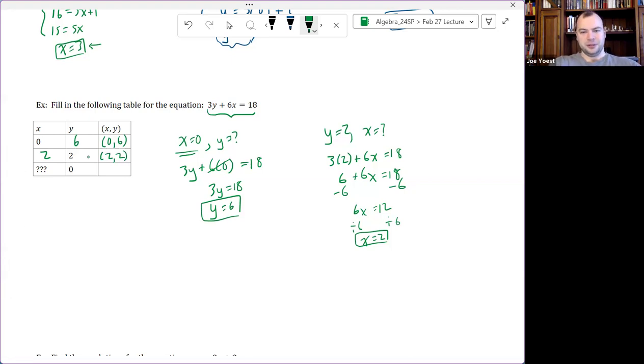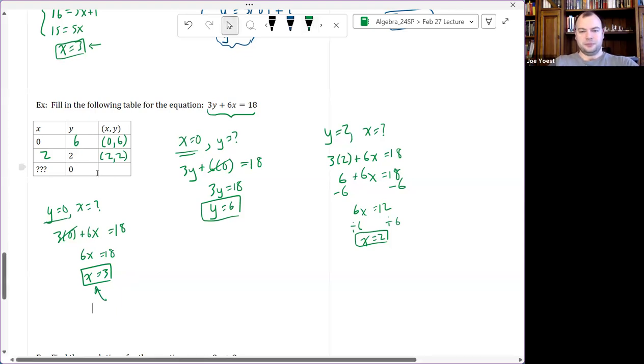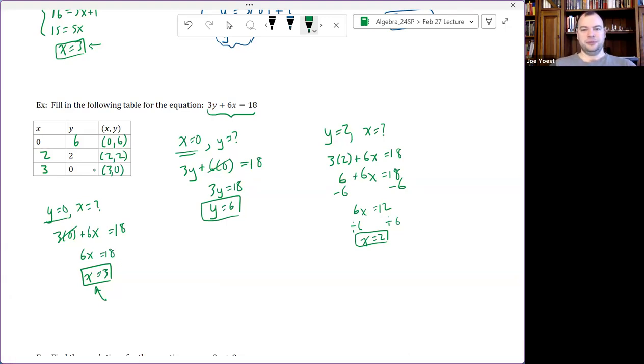And lastly, if y is 0, what does x have to be? Well, 3 times 0 is just 0. When y is 0, x has got to be 3, so that 6 times 3 equals 18. So 3 comma 0 is another solution to this equation.